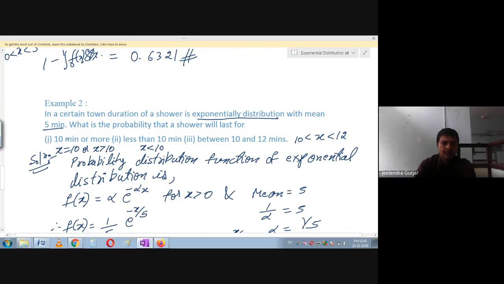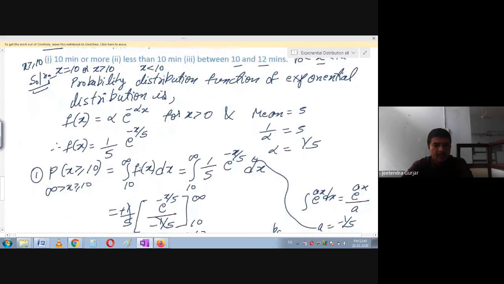So this is what they have given. X is equal to 10, or X is greater than or equal to 10. You should remember, X is greater than or equal to 10 by using this statement. Then less than 10 minutes, X is less than 10. Between 10 and 12 minutes means X is between 10 and 12. So accordingly, you'll get the integration. In the first one, you can see the upper limit is not given, so you have to consider infinity.